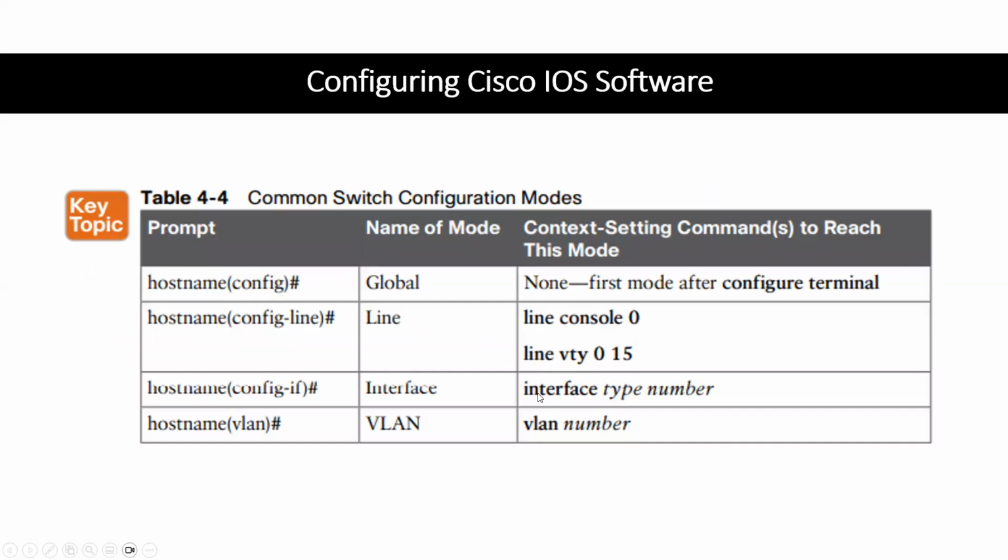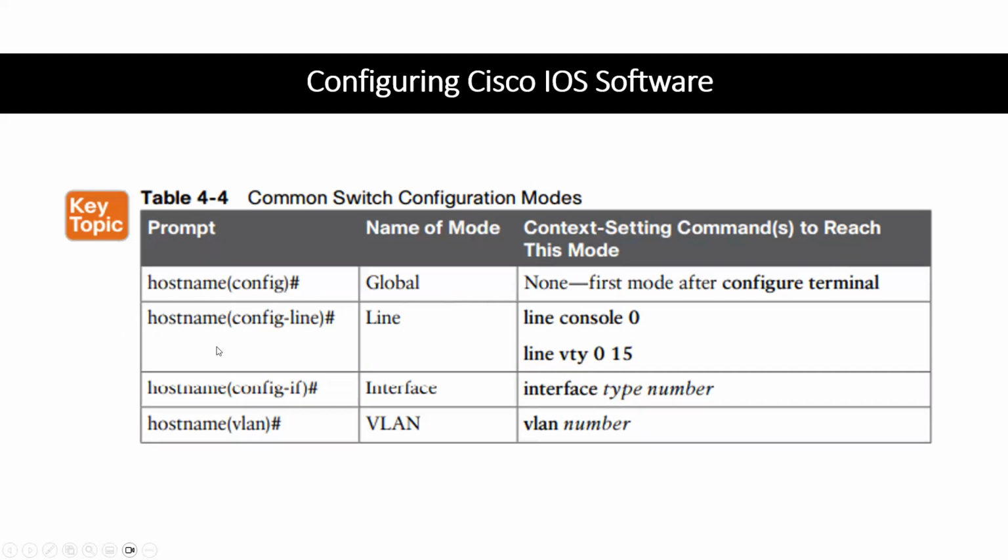So, common switch configuration modes. We talked about this already, but we didn't talk about how they look. So let's look at the prompt all the way to the far left and correlate it to what it means. If we've got the host name of the device and we have config, what does that mean? That means we're in global configuration mode.